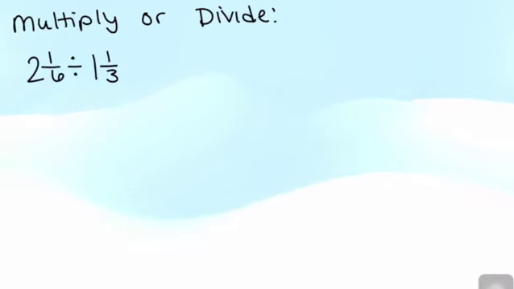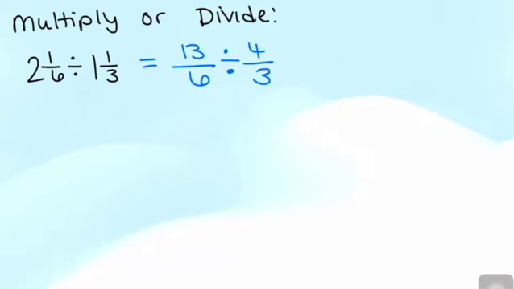All right, here's one more. 2 and 1/6 divided by 1 1/3. Now to solve this division problem, we have to change these into improper fractions. So 2 times 6 is 12, plus 1 gives me 13. So 13/6. 1 times 3 is 3. Plus 1 gives me 4. So 1 1/3 is 4/3.